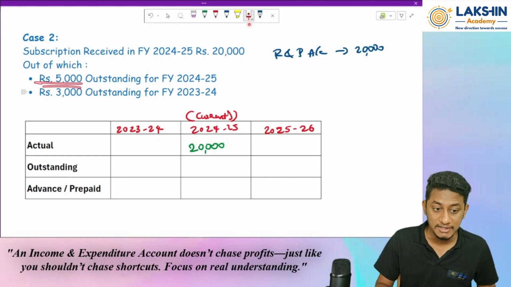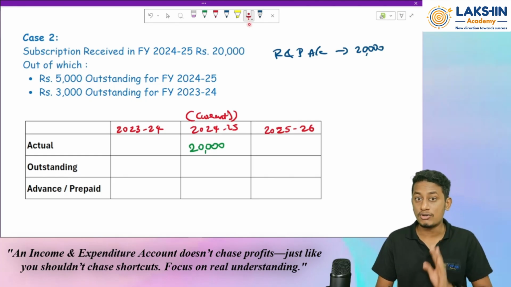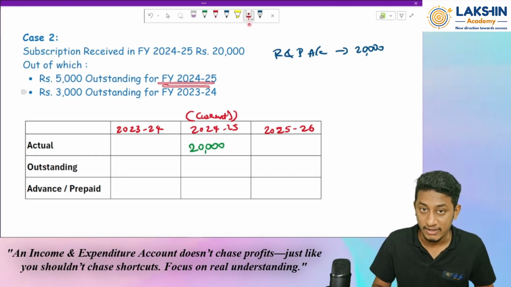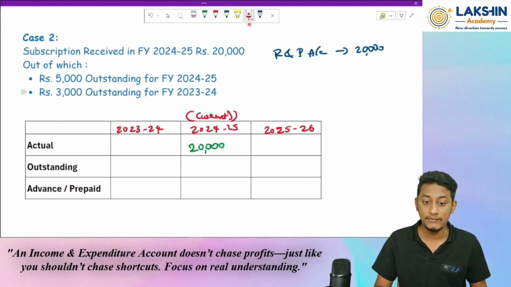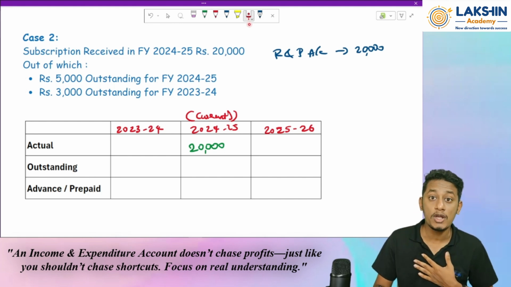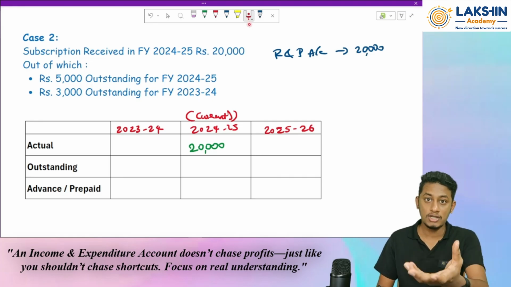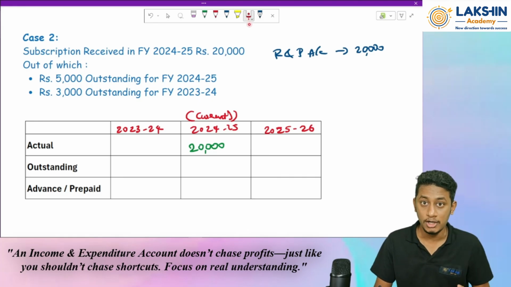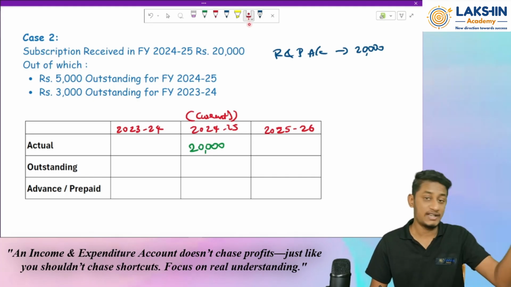So the first adjustment they have given is 5,000 outstanding for FY 24-25. Now, if it is outstanding for this year, what do I mean? That it was supposed to be received, but it is not received. I was supposed to receive the money, but it is not received. So, when will I receive this? In the next financial year.